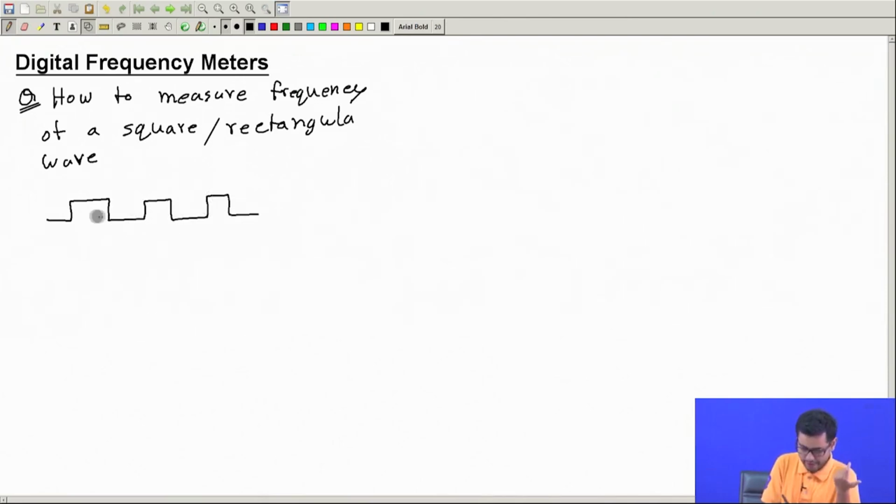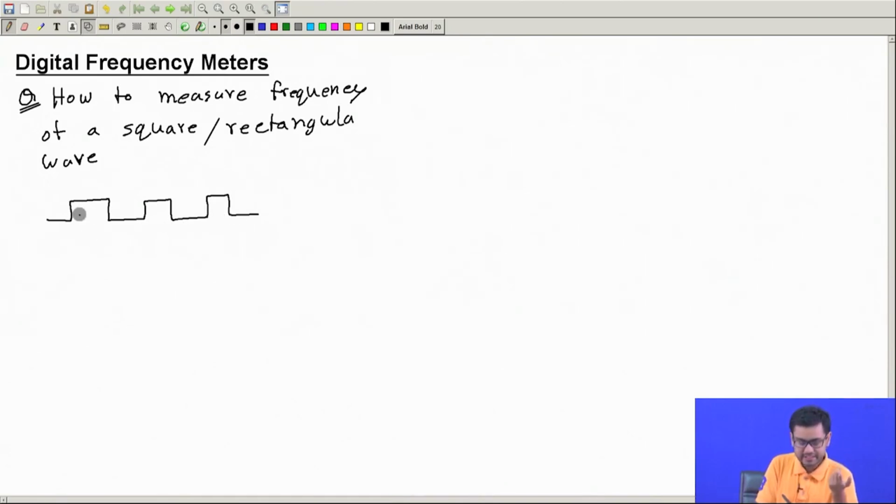It can be square, that means the width of the positive half and the width of the negative half may be equal or may not be equal, that means rectangular wave. So this is the input signal, and the question is how to measure the frequency of this signal.